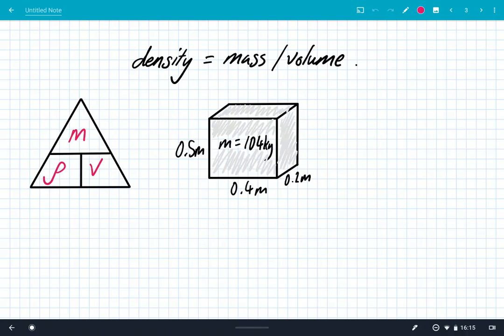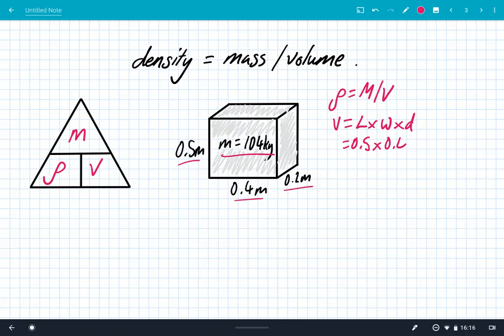So let's have a look at an example. Here we've got a block which has a mass of 104 kilograms, and we've got its dimensions, 0.5 meters by 0.4 by 0.2. So if we want to determine the density of this block, we're going to use density is mass divided by the volume. We don't have the volume, so let's work that out first. Volume is length times width times depth. So we're going to do 0.5 times 0.4 times 0.2, and we get a volume of 0.04 meter cubed.